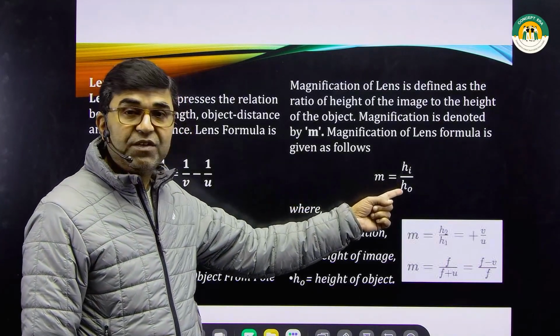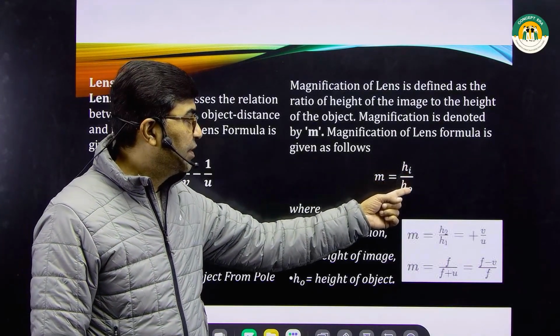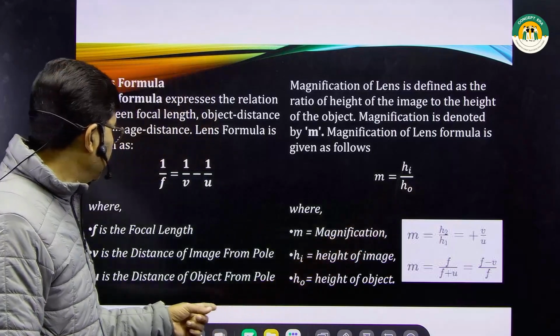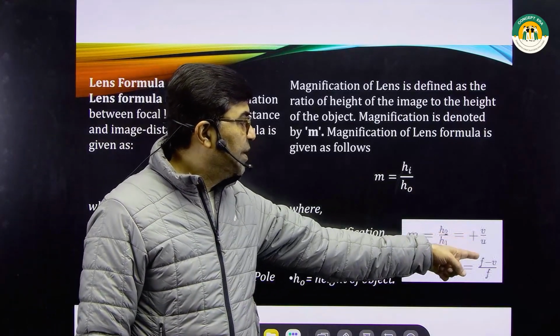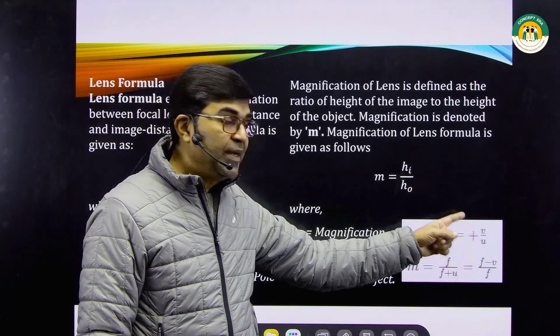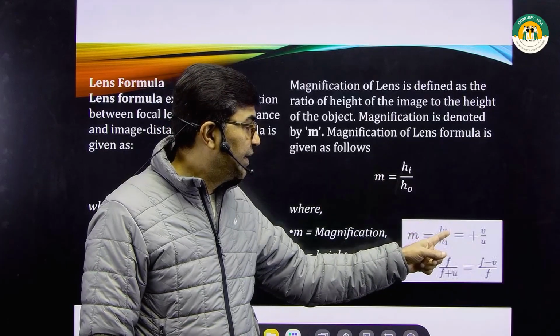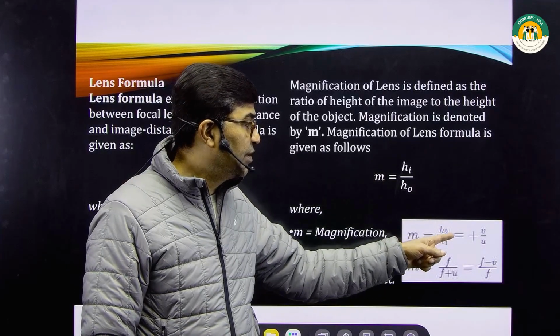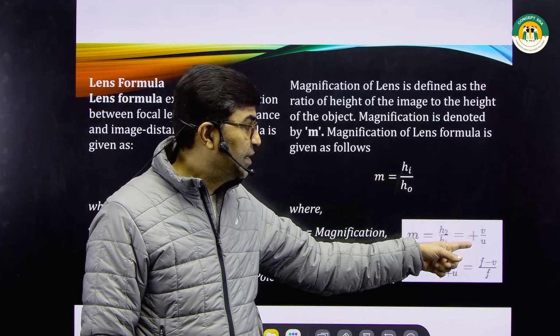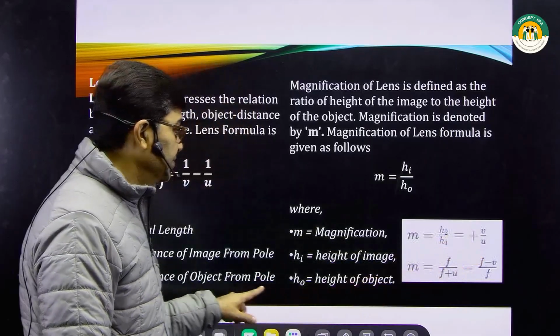The magnification also, it is Hi upon Ho, that is equal to V by U. Now in case of mirror we had Hi upon Ho is equal to minus V by U, but here it is plus V by U.